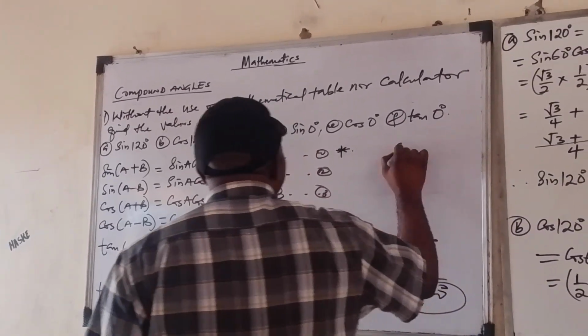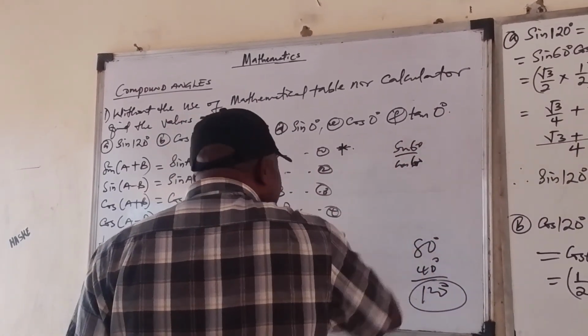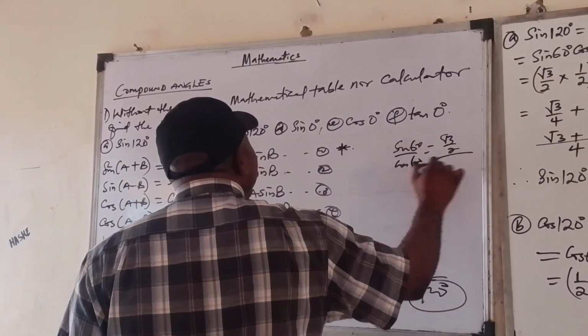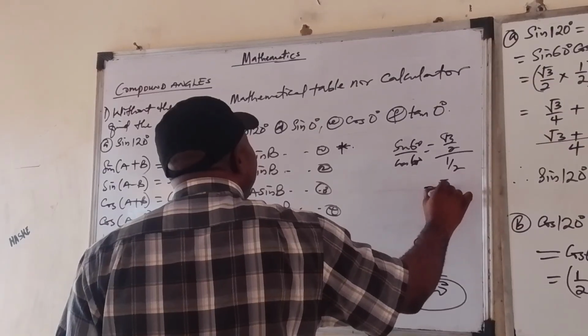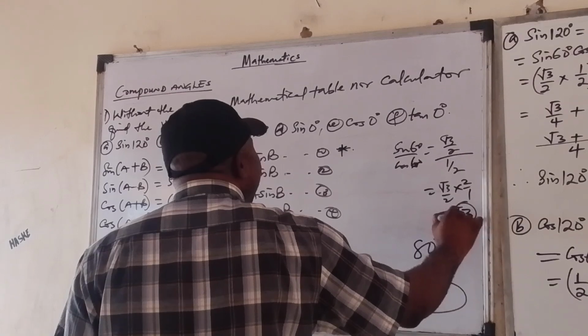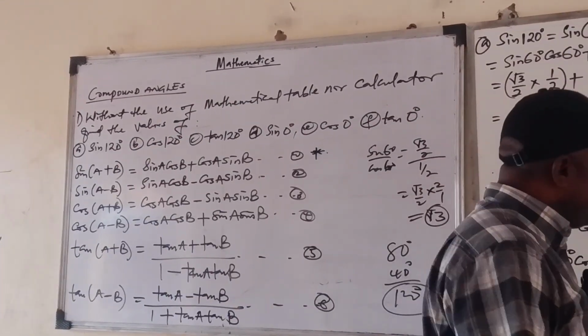Remember, tan 60 is sine 60 all over cos 60. You have the values there. So sine 60 is root 3 all over 2 divided by cos 60, 1 over 2. So that will be root 3 all over 2 times 2 over 1. So that will give us root 3. If you check the special angles, you will see there, tan 60 actually gave us root 3.